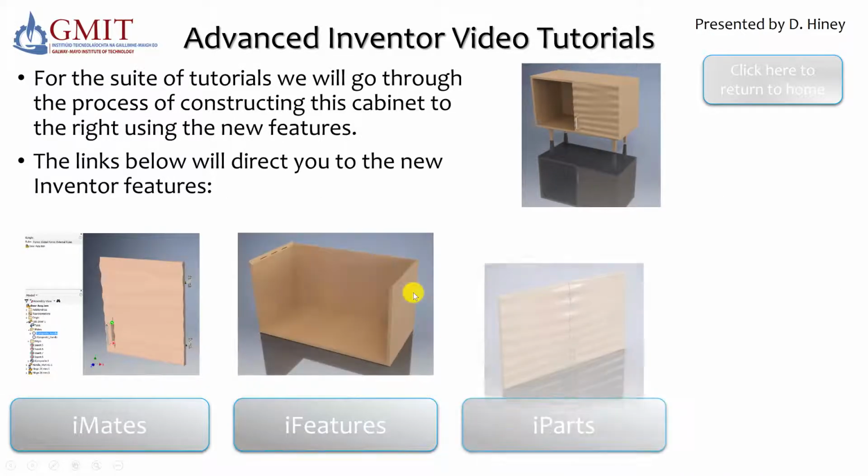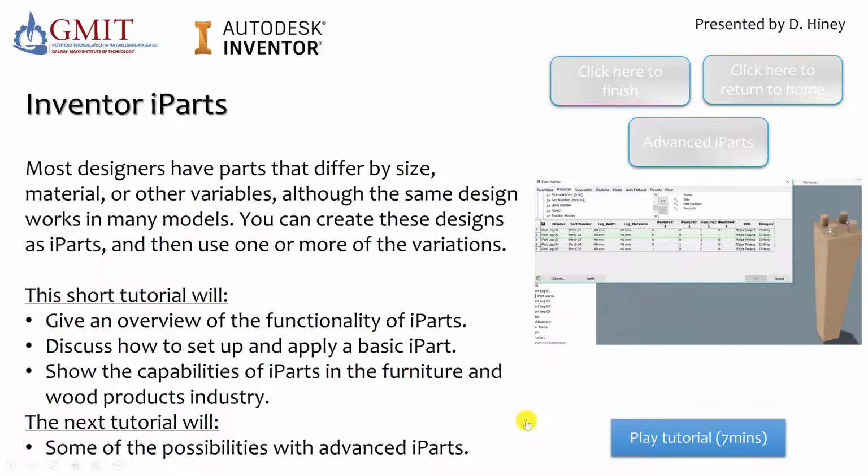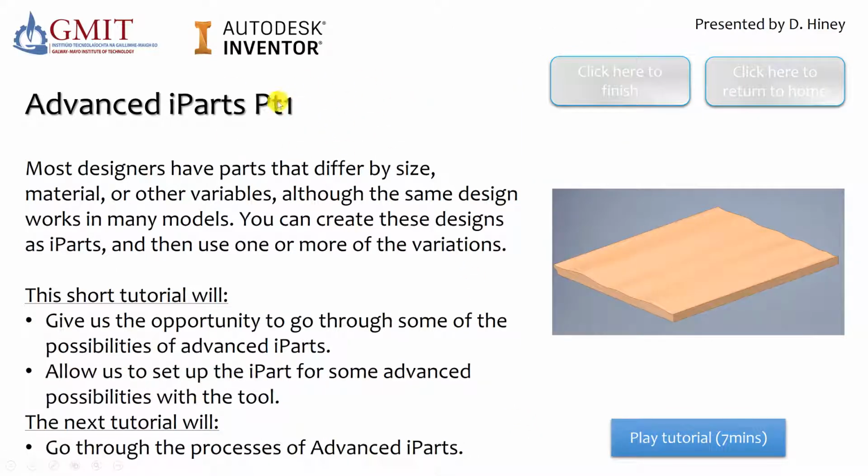This is the fifth video of a suite of tutorials which will go through the process of creating a little drinks cabinet to help set up and go through the process of using new Inventor tools, iMates, iFeatures, iParts and forms. Firstly, we're going to take a look at some advanced iParts, and through this we're going to set up the iParts for the next video.